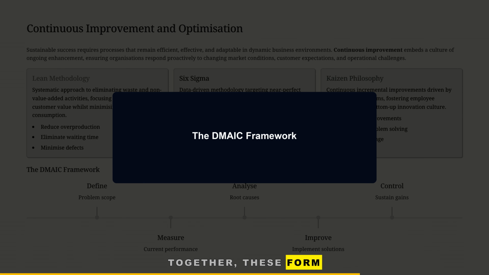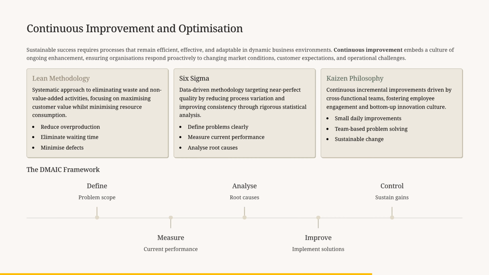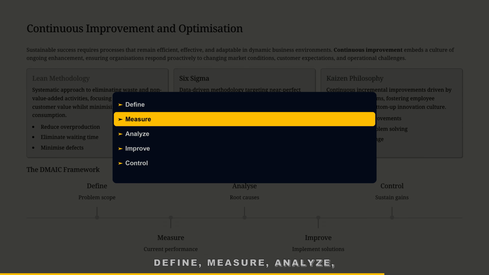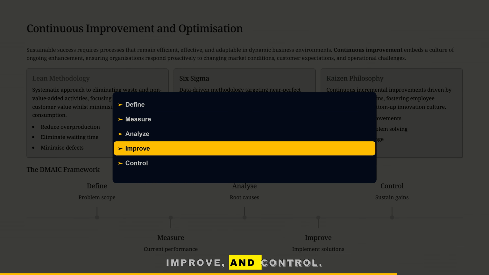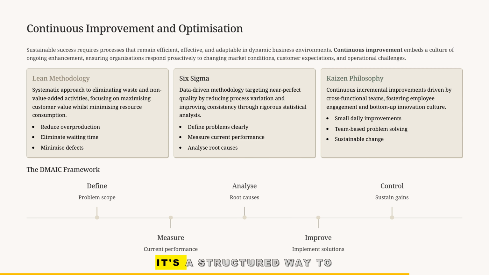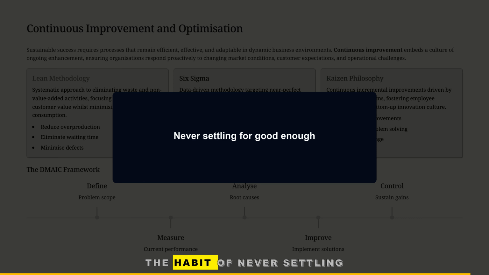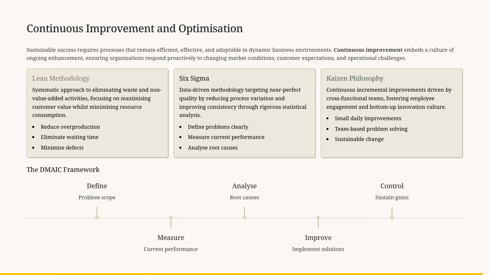Together, these form the DMAIC framework: define, measure, analyze, improve, and control. It's a structured way to keep organizations learning, adapting, and refining performance. Continuous improvement isn't a project, it's a habit, the habit of never settling for good enough.